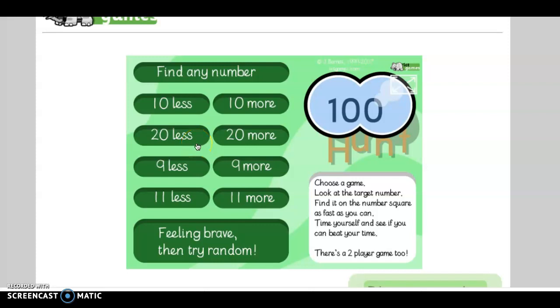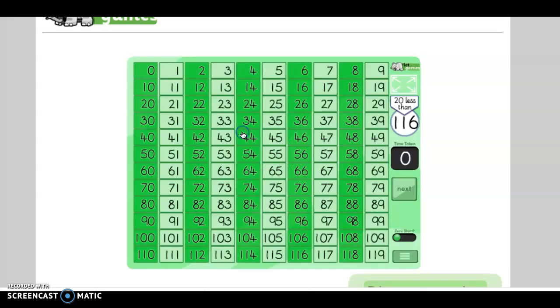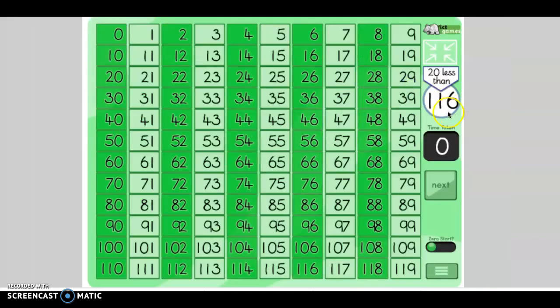Hi, so this is an example of a game that I would use with students, either in our one-on-one meets or our small group meet. We could pick whatever skill we're working on. Let's say we just want 20 less. Over here is the prompt, 20 less than 116.